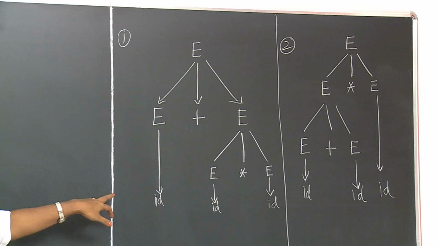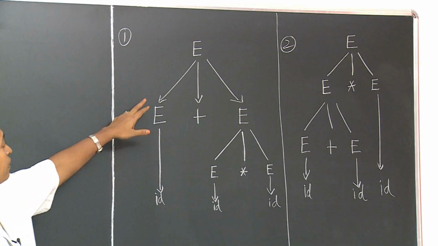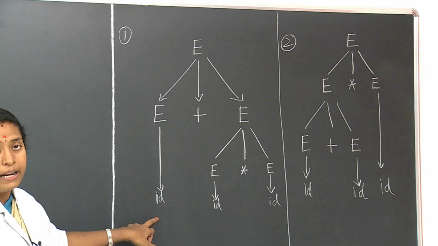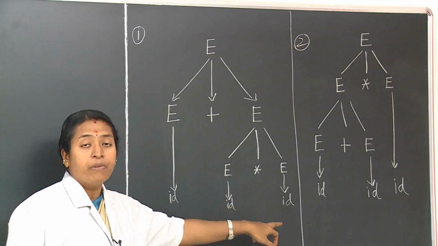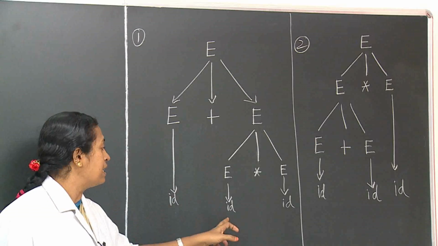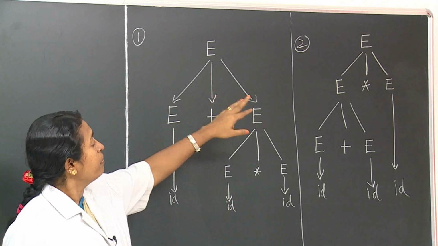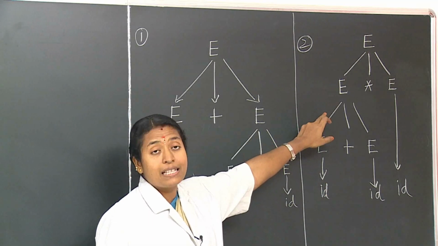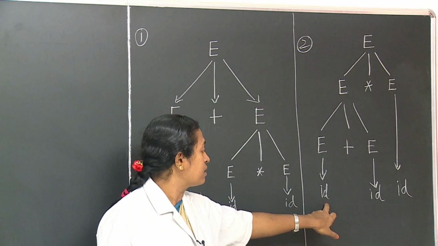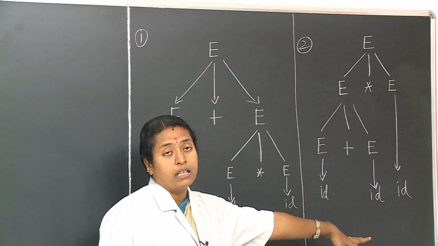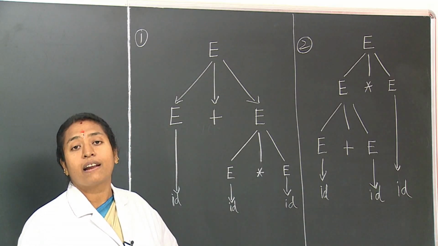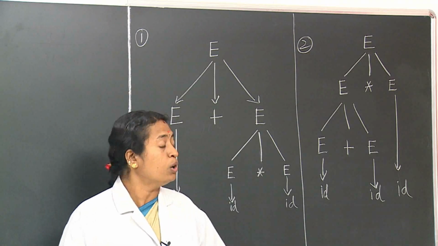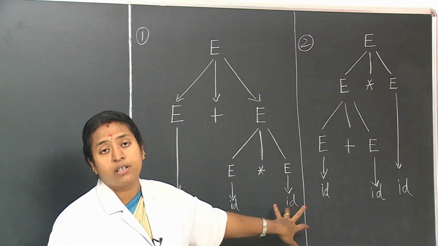We can see the parse tree for this corresponding production. First we are using the production E plus E. Afterwards we are replacing this E by the ID. Finally we are replacing these E's by ID. So we are getting the string ID plus ID star ID. Again there is also another possible leftmost parse tree. Here we are starting from E star E and we are getting the same string, ID plus ID star ID. So this is known as ambiguous grammar, a grammar which has more than one leftmost or rightmost derivation, or equivalently more than one parse tree.